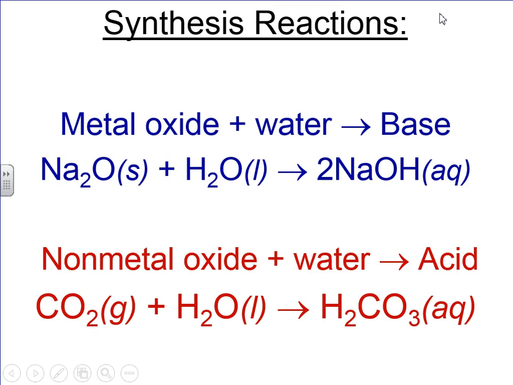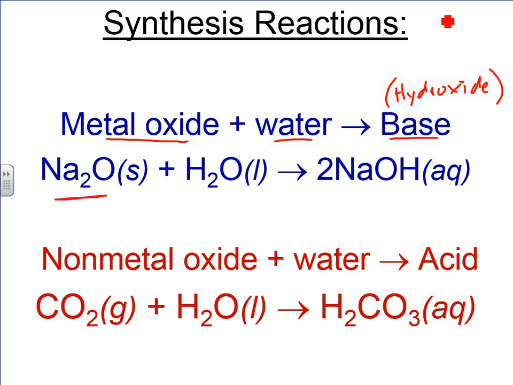If you have a metal oxide and you combine that with water, what you'll get is a base, a strong base, or a metal hydroxide. In this case, the base is going to be the hydroxide. An example of this would be sodium oxide added to water to produce sodium hydroxide. The balanced equation is written for you right there.